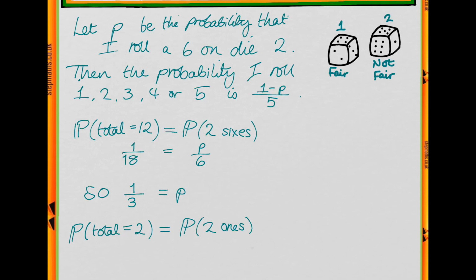And the next thing we're going to do is consider what happens when we have the total equal to 2, which is what we're trying to find. Well, the only way we can get 2 is if we have a 1 and a 1. Otherwise, we'd have to have a 0 on one dice, which we can't have. So we want the probability that we have 2 ones, 1 on each dice.